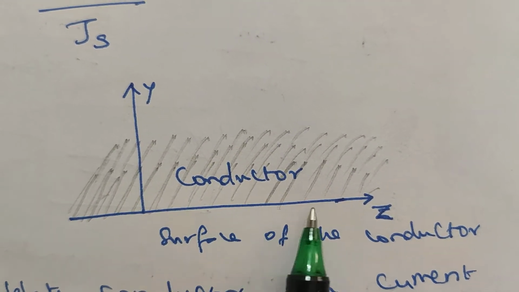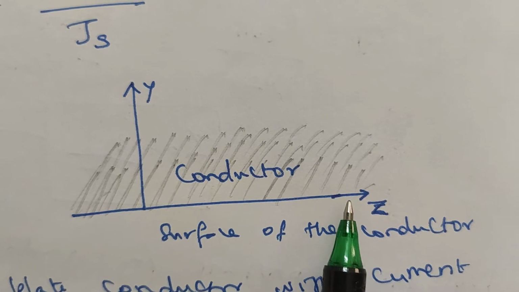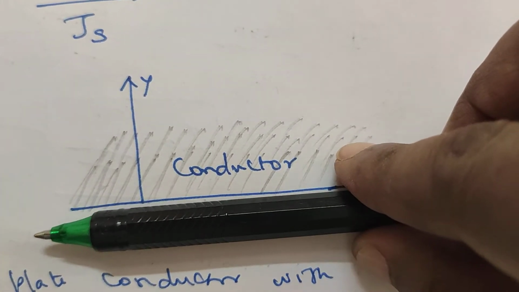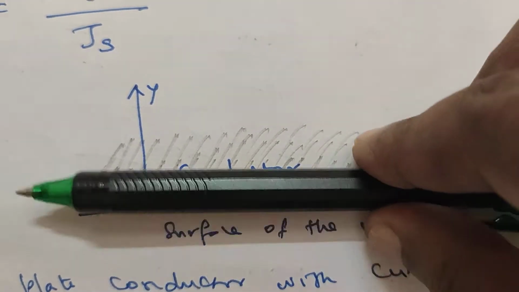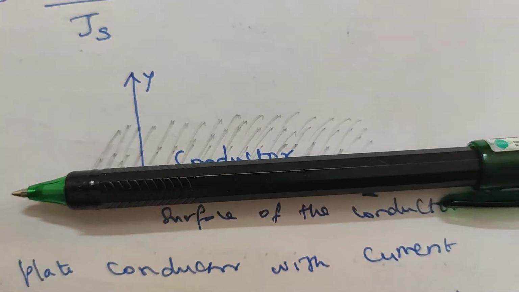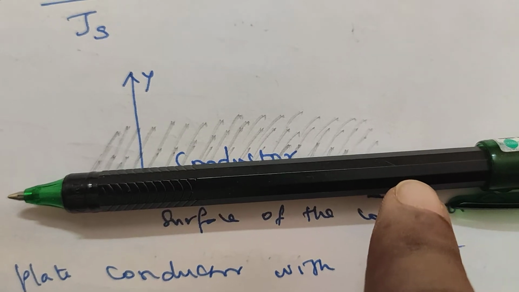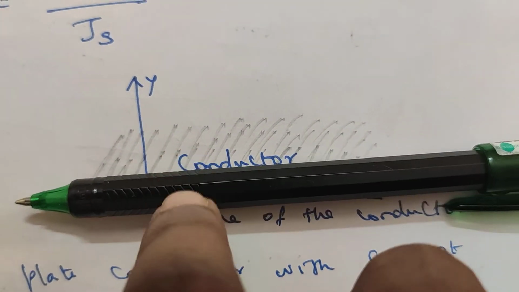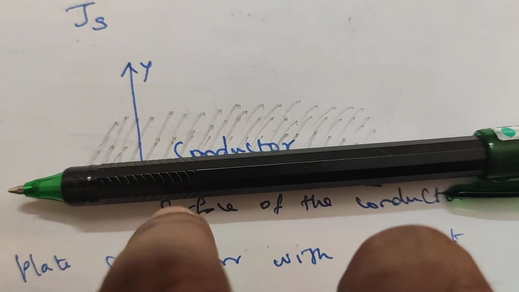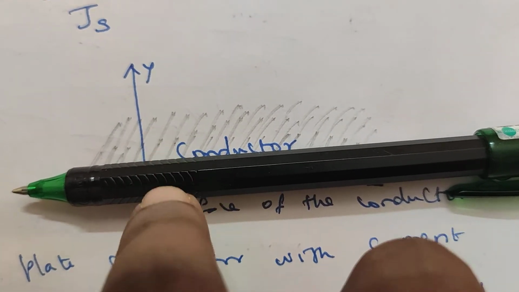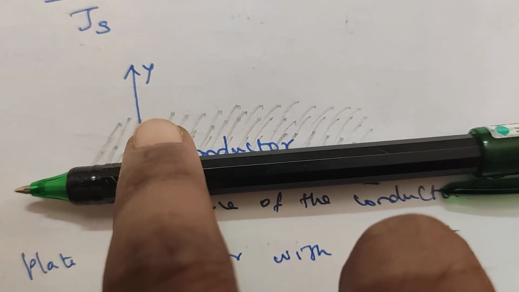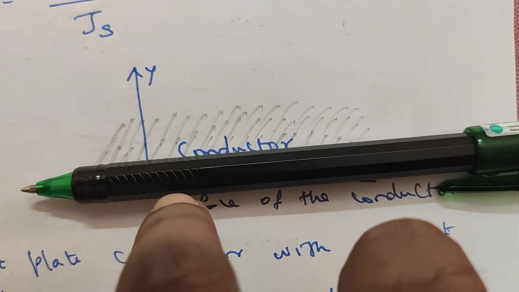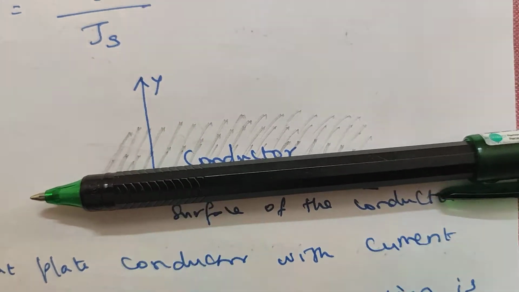This is a flat conductor lying in Z axis. Let us consider this pen as the conductor. This is the conductor lying in Z axis. Now the current density will be distributed in the perpendicular axis of it, that is in Y axis. Just see the direction of my hand. So this is going to be the thickness. So current density will be in the Y axis.